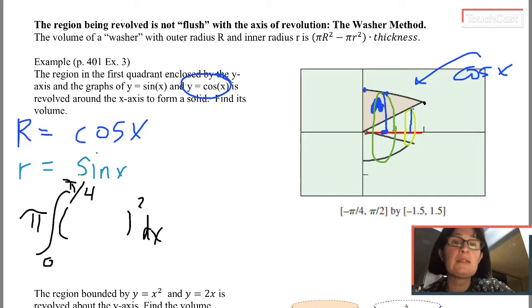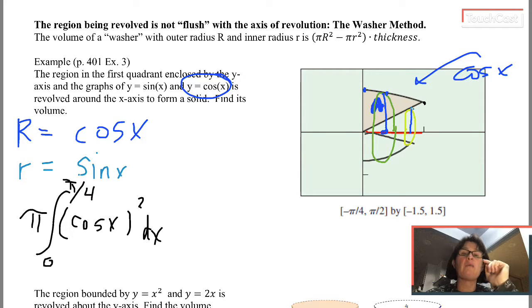And my radius, capital R, cosine of x. That's if there were no space in the middle of my shape. It would have volume pi times the cosine of x squared dx, integrated from 0 to pi over 4.